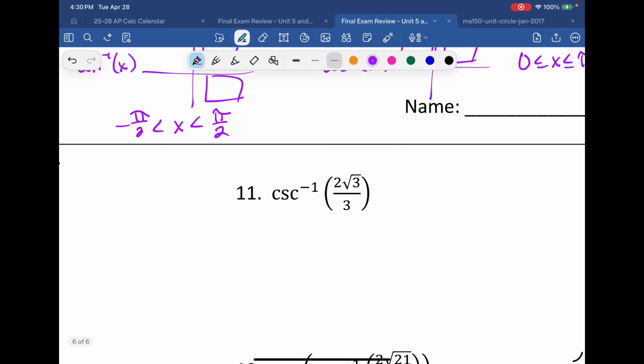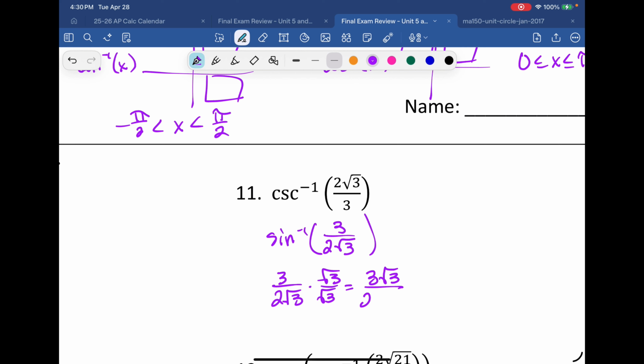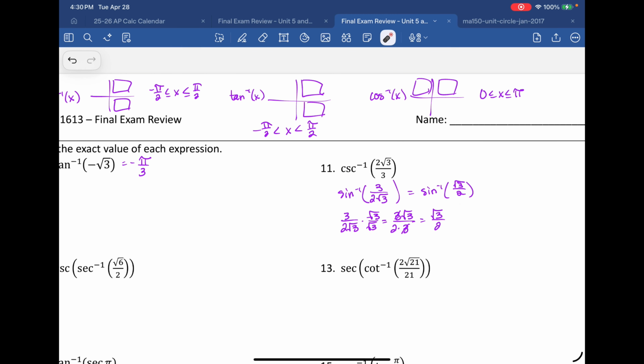Cosecant is the reciprocal of sine. So I'm going to reciprocal the 3 over 2 root 3. We're going to rationalize it. So that'd be 2 times 3, so the 3's are going to cancel. Which means I have the inverse sine of root 3 over 2. Sine is positive, quadrant 1. The sine of root 3 over 2 is also pi over 3.